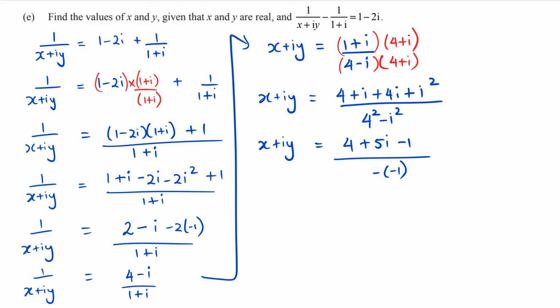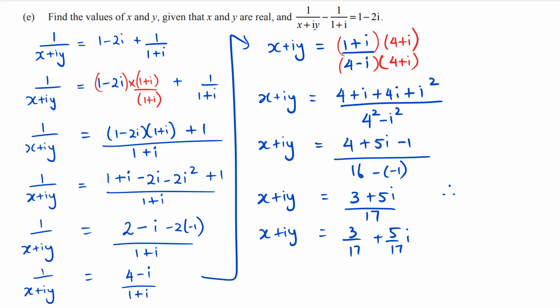Now 4 squared is 16, so let's actually write that. And what I've got is x plus iy equals 3 plus 5i over 17. And I can split that up to 3 over 17 plus 5 over 17 i. And I can see that x is equal to 3 over 17 and y is equal to 5 over 17. So this is the correct answer, which gets you an excellence.